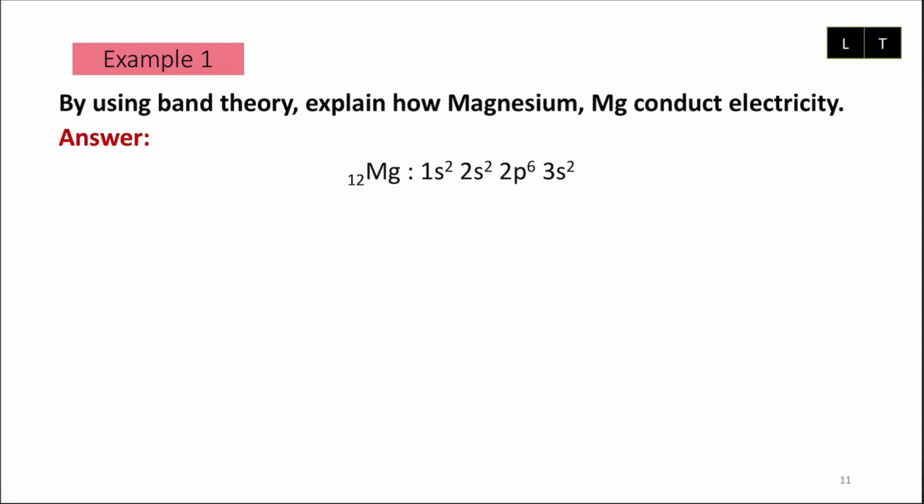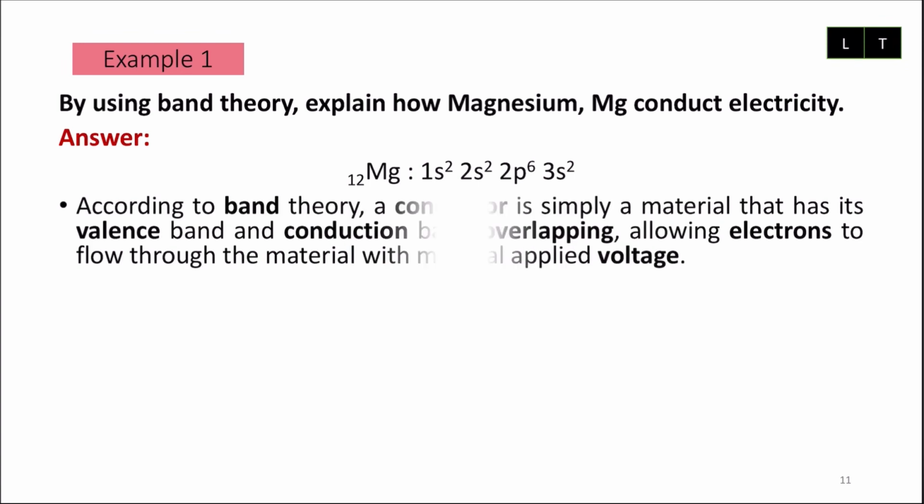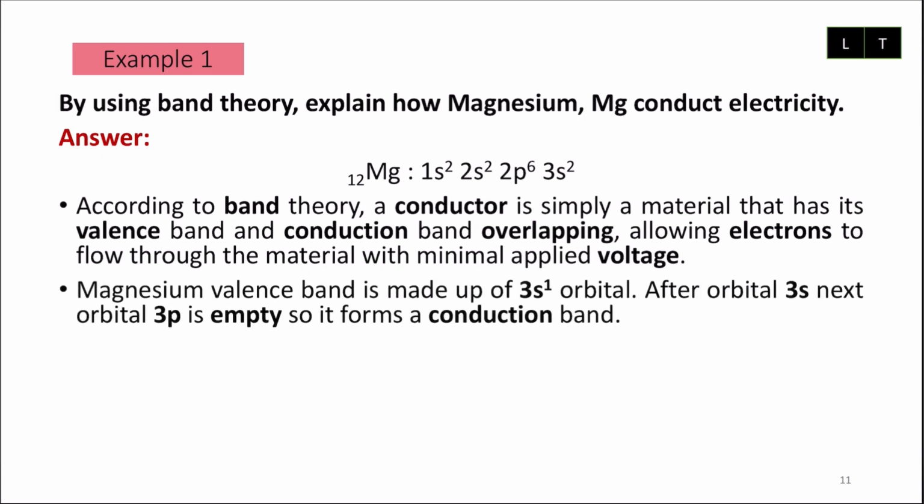So, kita akan tulis, according to band theory, kita ada conductor, which is a material that has its valence band and conduction band overlap with one another. So, bila dia overlap, electrons akan flow through the material with minimal applied voltage. So ini first point awak. Kita faham apabila conductivity berlaku, both valence band and conduction band kena overlap, bertindih antara satu sama lain, so that electron boleh lalu. Next one, kita akan bagi tahu valence band untuk magnesium adalah 3s1 orbital.